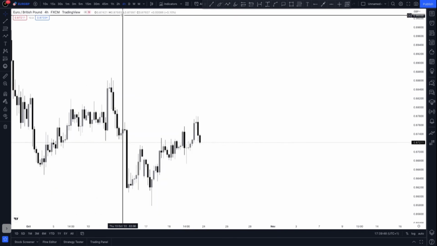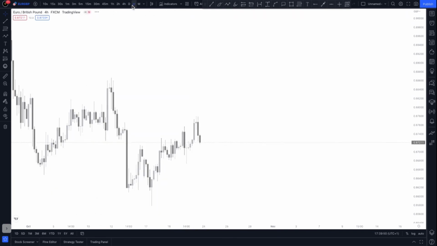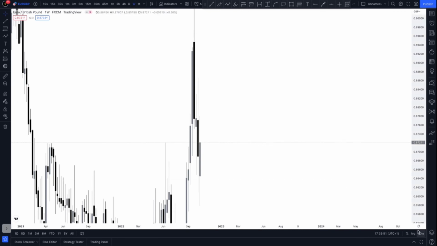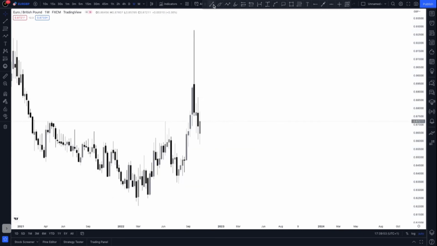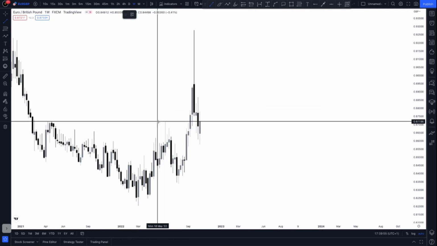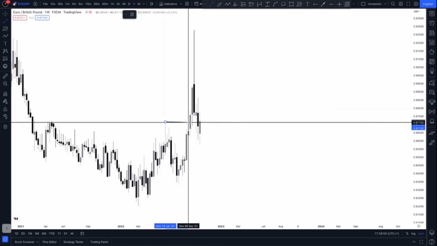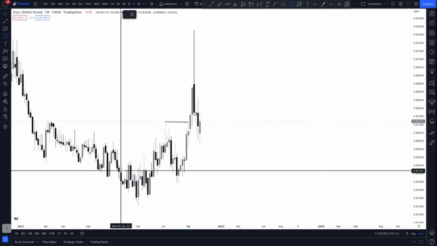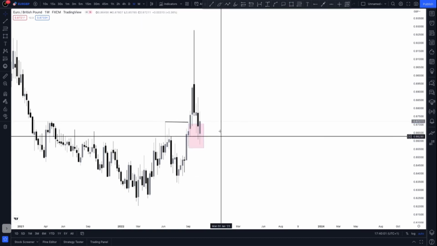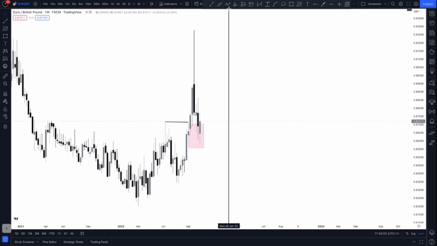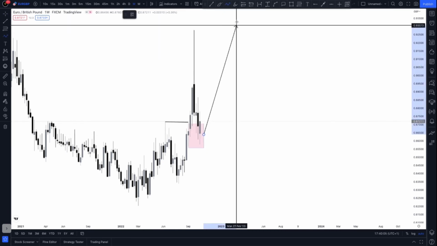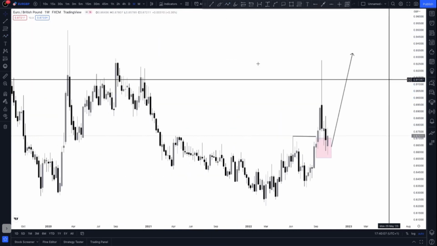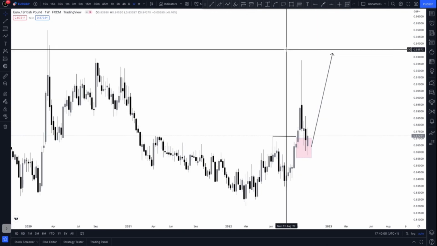Heading on to the last pair, the Euro GBP. Euro GBP has always had very messy price action. Looking at our charts here, we have a breakout straight to the upside and we are currently coming from demand at that point. Our expectation is still for the market to take out that high.